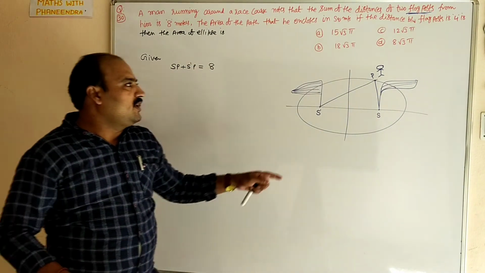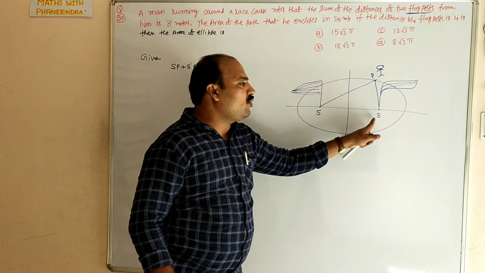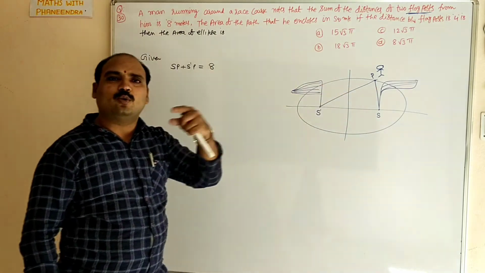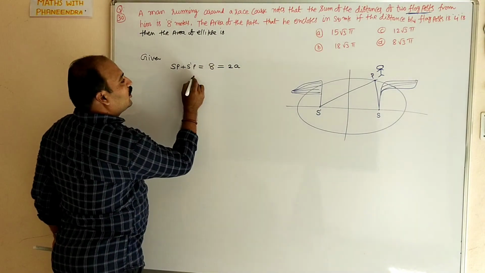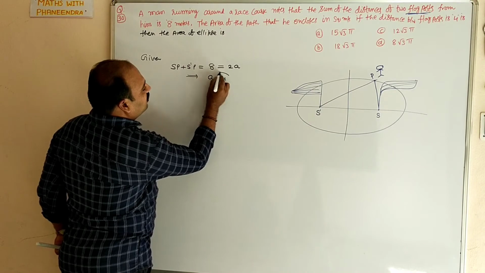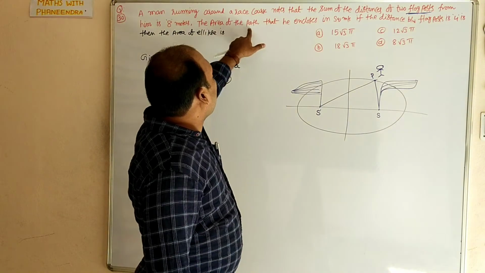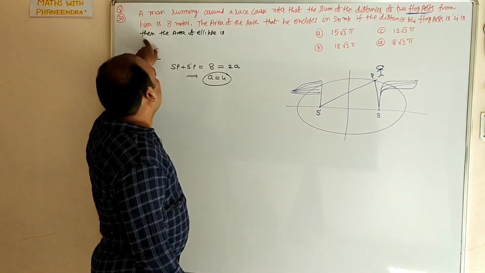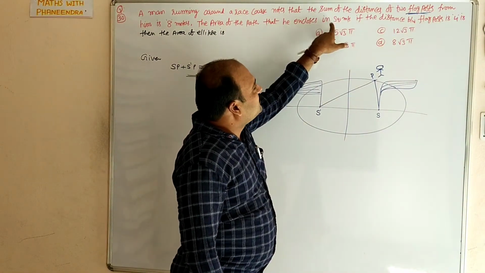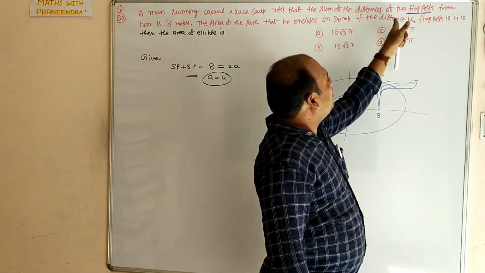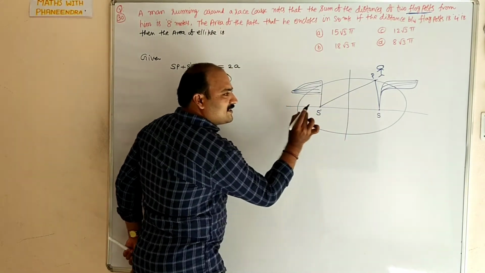But we know that if the point P lies on the ellipse, then we have one important condition, SP plus S dash P equal to 2A. So 2A is equal to 8, that implies A is equal to 4. We got it. Next, the area of the path that he encloses in square meters if the distance between the flag posts is 4. Distance between flag posts means S and S dash itself.